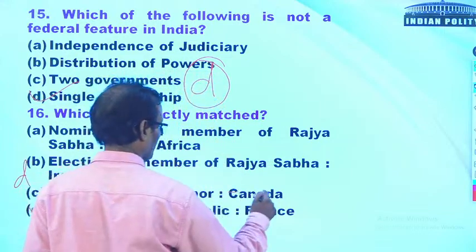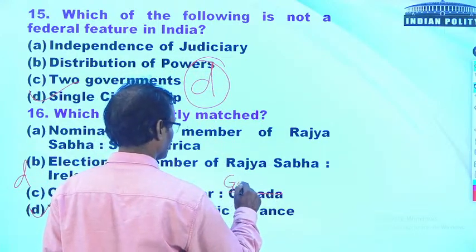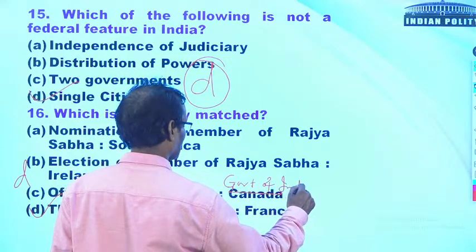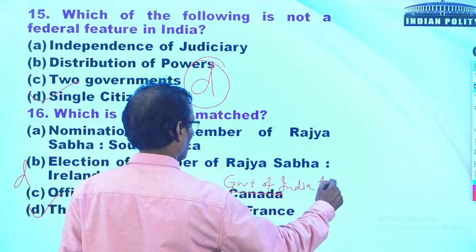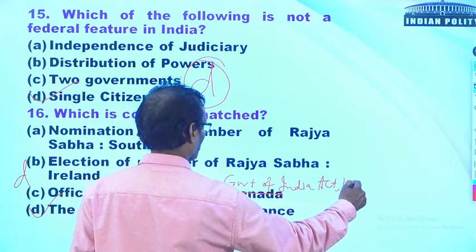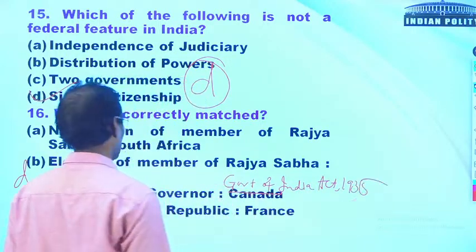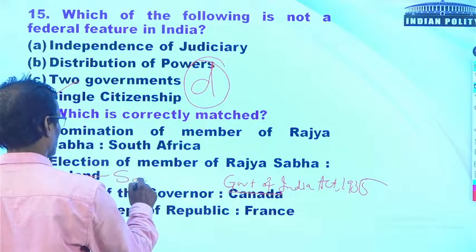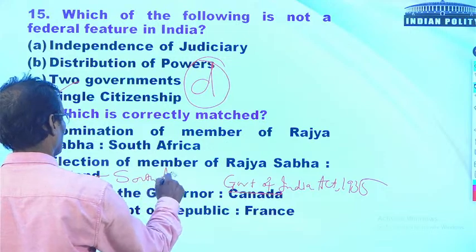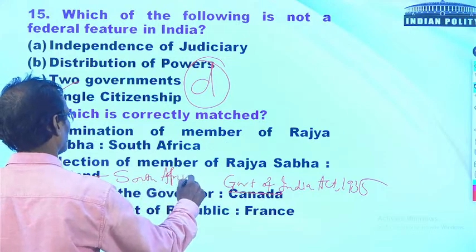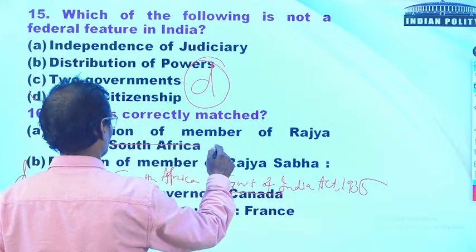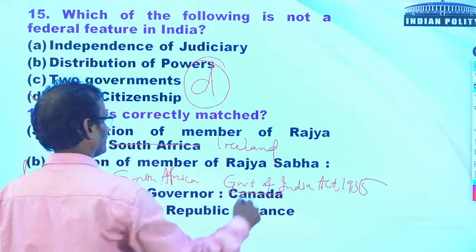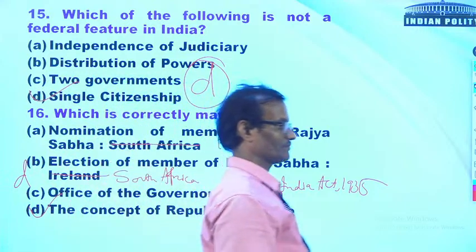So Office of the Governor is from the Government of India Act 1935. Election of Rajya Sabha members is from South Africa, and nomination is from Ireland. Kindly take a note of this.